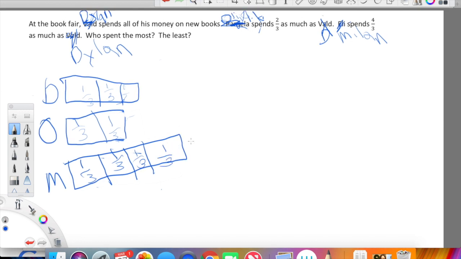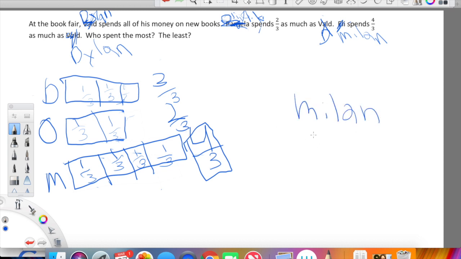Third. Okay. Now, as you can see, together, Millen spent 4/3. Olivia spent 2/3. And Dylan, he spent 3/3. So that means, what's the biggest? The biggest is what I spent. So that means Millen spent the most money.